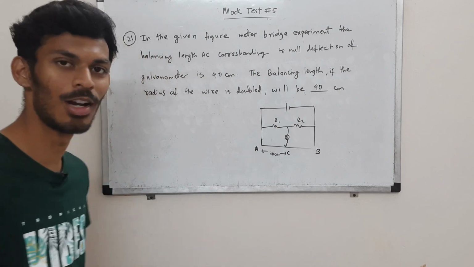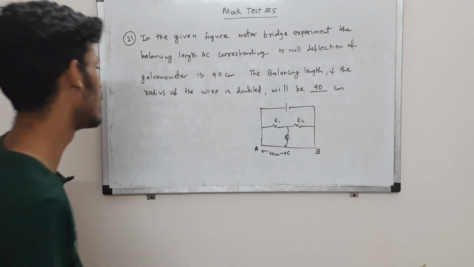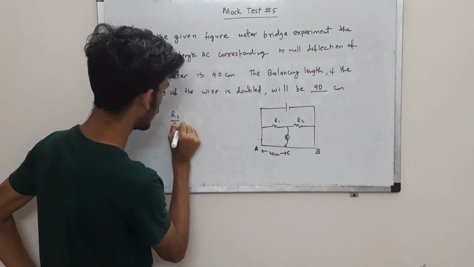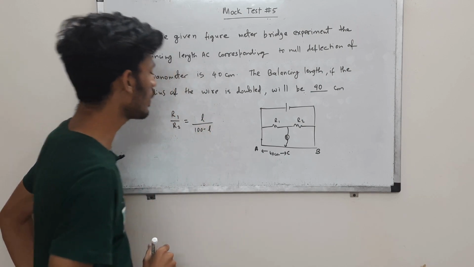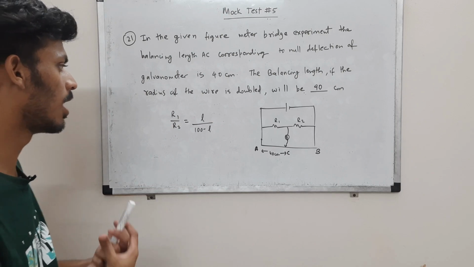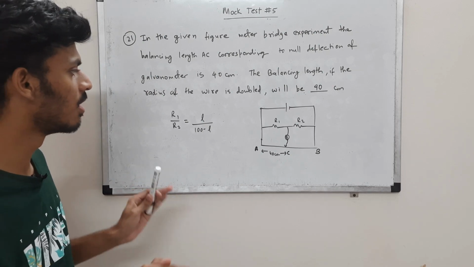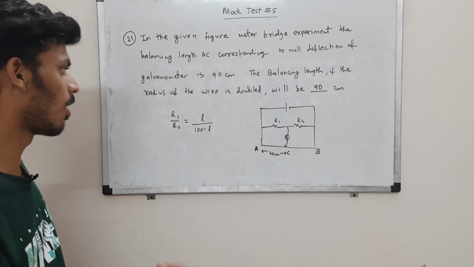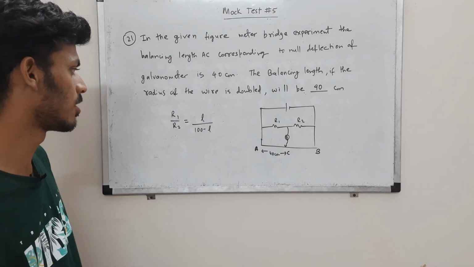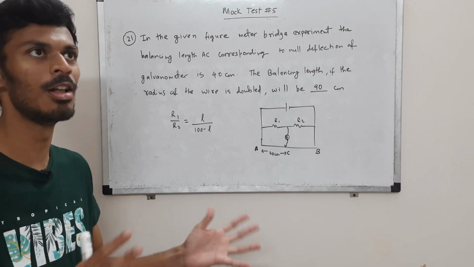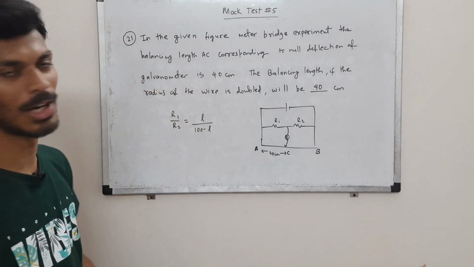The balancing length does not depend on the dimensions, or more specifically the area or the radius, because the balancing length gives R1 by R2 as simply L upon 100 minus L. So nowhere in the formula does the radius come into the picture. Basically the balancing point does not depend on the radius of the wire or area or the dimensions. Of course it has to be a meter long, and there won't be any question which changes the length of the wire. But that's about it. Over to the next question.